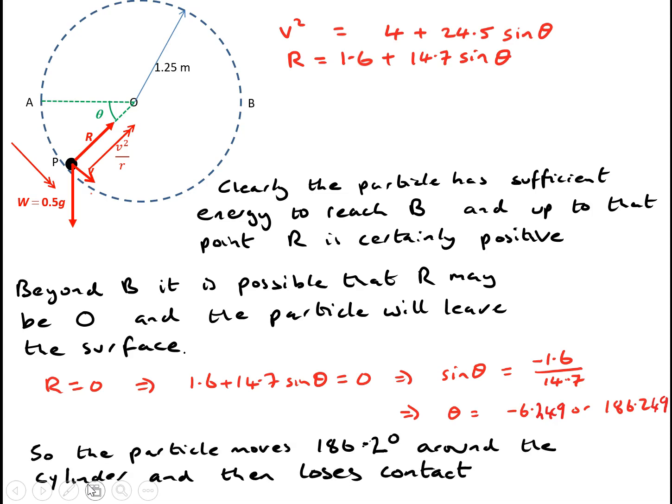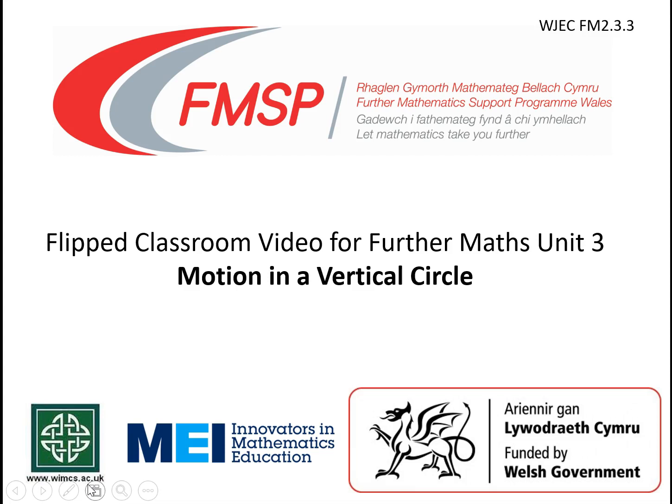So the particle moves around the cylinder until theta equals 186.2 degrees, at which point R becomes 0, and at that point the particle is going to lose contact with the surface of the cylinder and will move under the action of gravity alone, so it will become a projectile again. And that concludes our look at motion in a vertical circle.